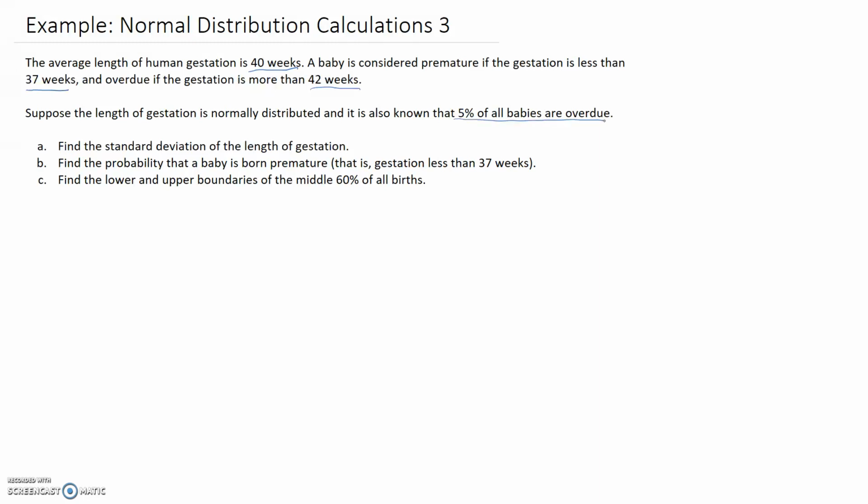So the first thing that we need to figure out based on this information is the standard deviation of the length of gestation. Before we get to that, let's draw ourselves a diagram to help us out. On the x-axis, we're going to have the thing we're measuring, which is the length of gestation. So that's x. It's normally distributed, so if we plot it, it should look something like this, the bell curve. We can mark on the mean of our gestation period, which is 40 weeks. So that is mu.